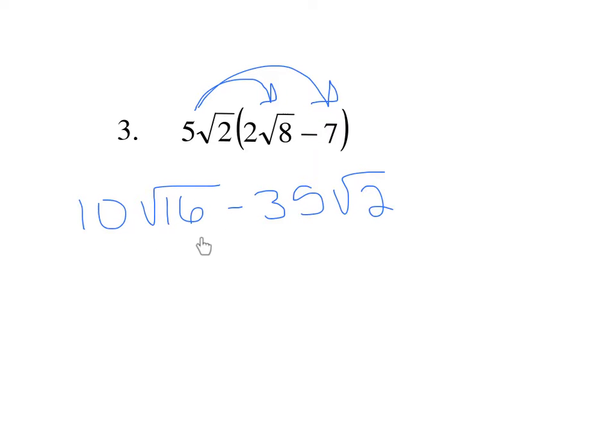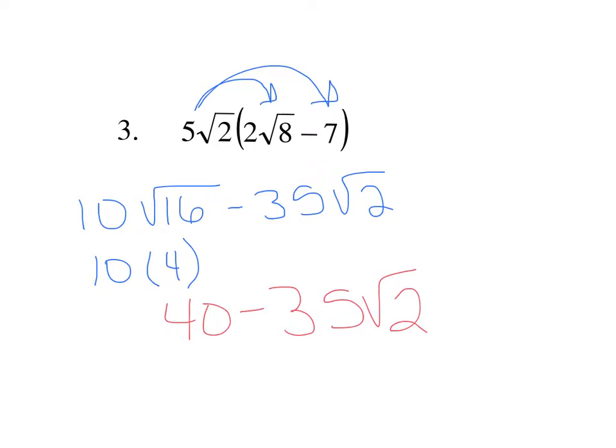Now, with this question, we need to simplify this square root of 6. In the other two examples, there was nothing to simplify, so we didn't have to worry about that step. Square root of 16 equals 4. That 4 gets multiplied times 10. So we have 40 minus 35 square root of 2.